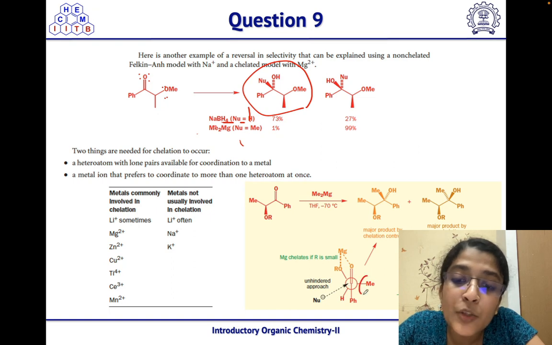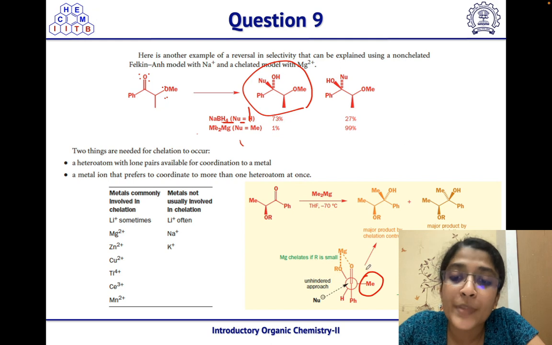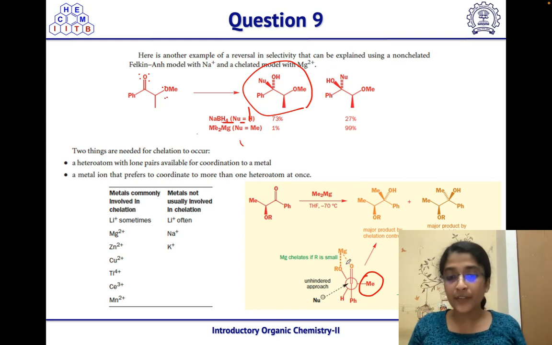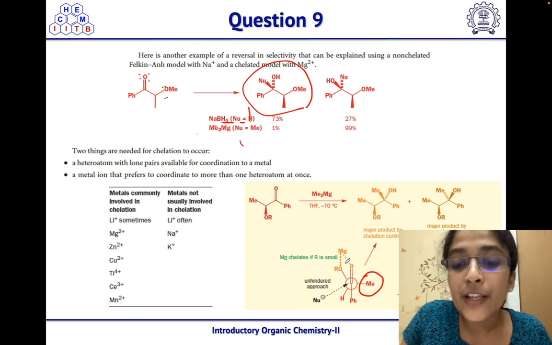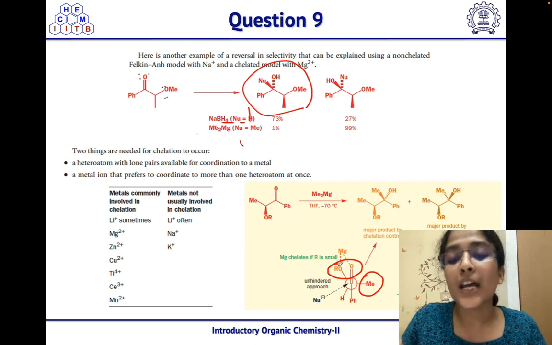Here the methyl group will be considered as the bulky group. So we will obtain the other isomer as the major product. Is this clear? Because of chelation effect, as we have seen in the previous example, when lone pair of electrons are present in the system, that should be written perpendicular to the carbonyl group.